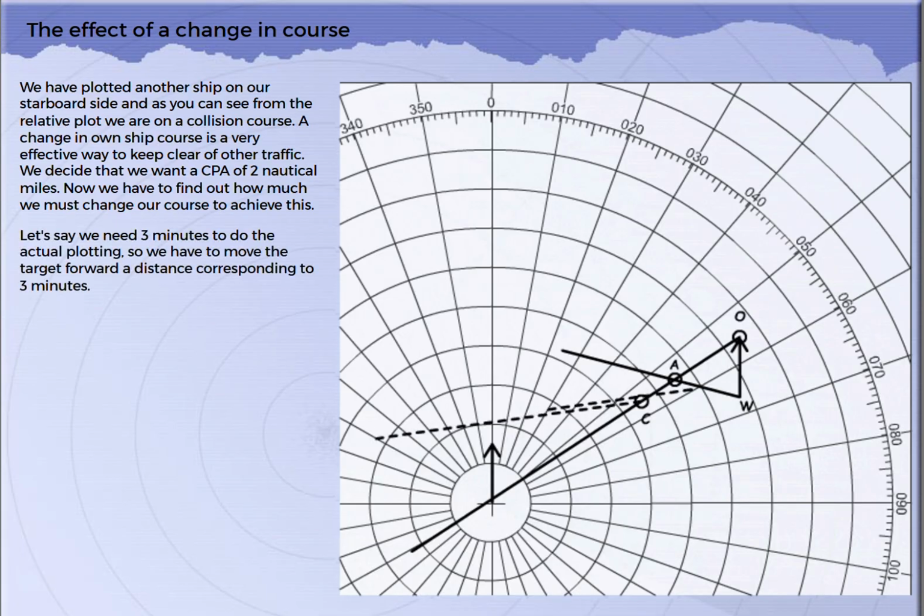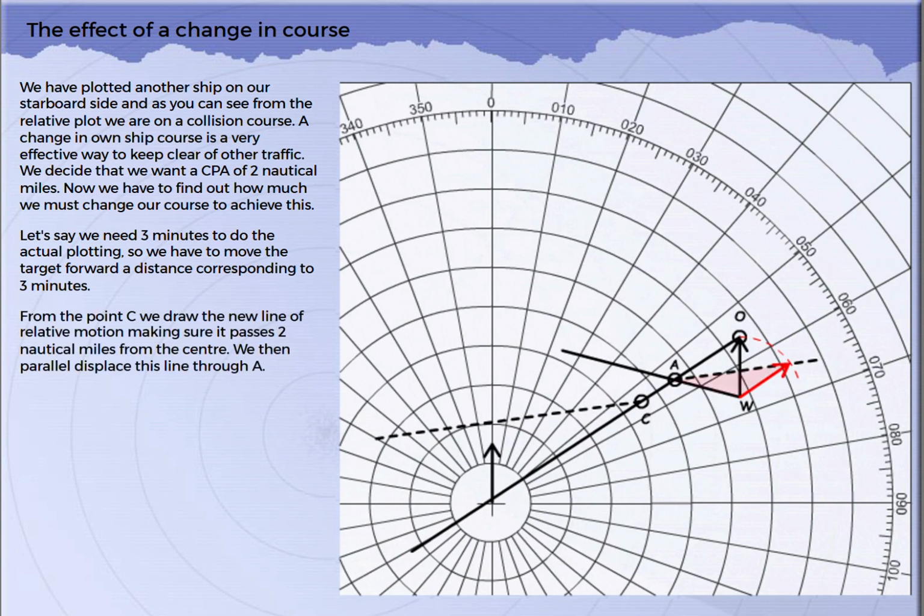Let's say we need 3 minutes to do the actual plotting, so we have to move the target forward a distance corresponding to 3 minutes. From the point C, we draw the new line of relative motion, making sure it passes 2 nautical miles from the centre. We then parallel displace this line through A.